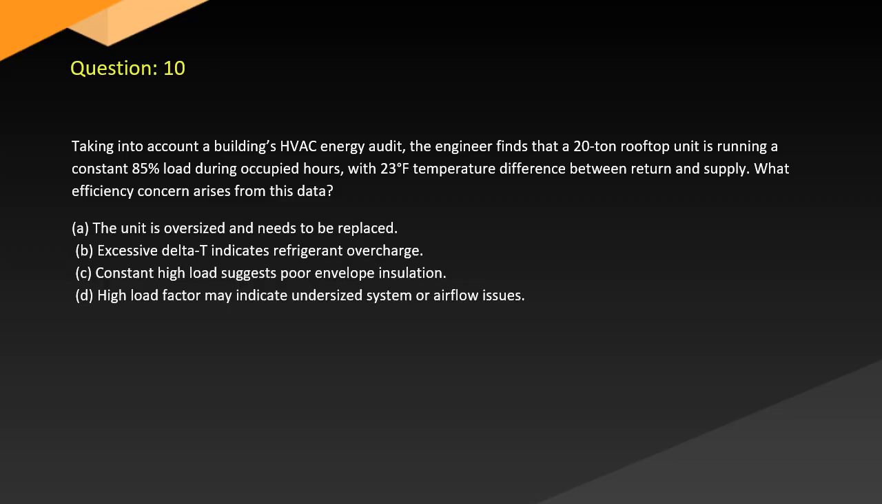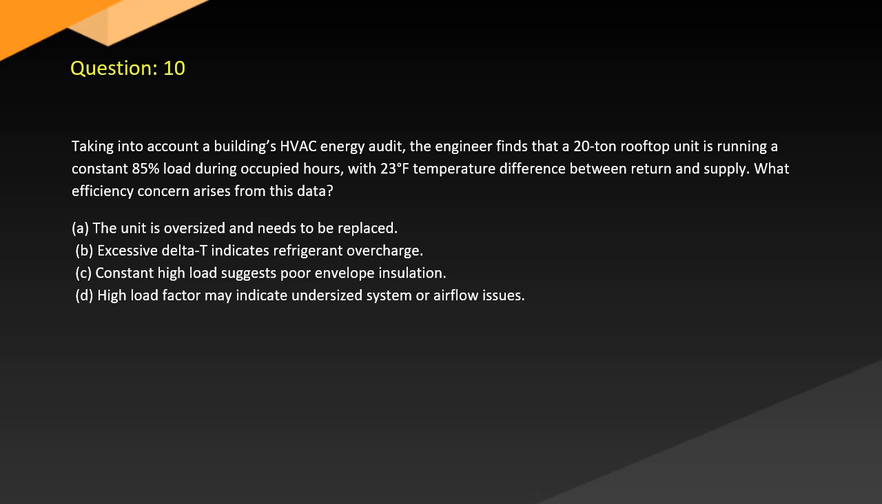Question 10. Taking into account a building's HVAC energy audit, the engineer finds that a 20-ton rooftop unit is running at a constant 85% load during occupied hours, with a 23-degree temperature difference between return and supply. What efficiency concern arises from this data?